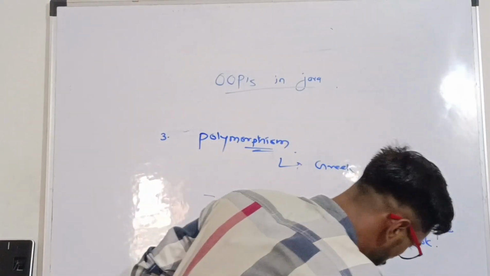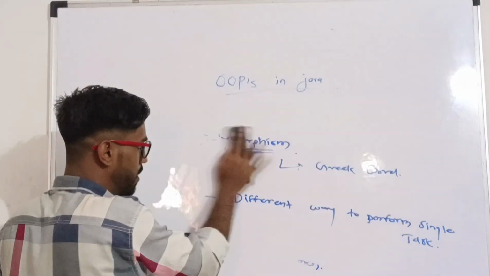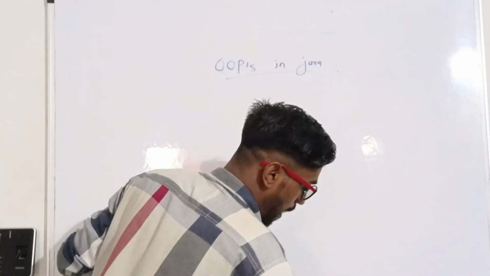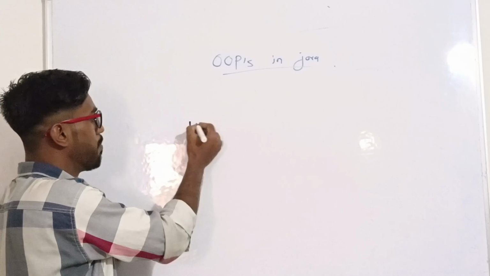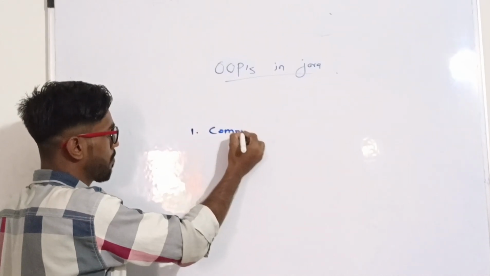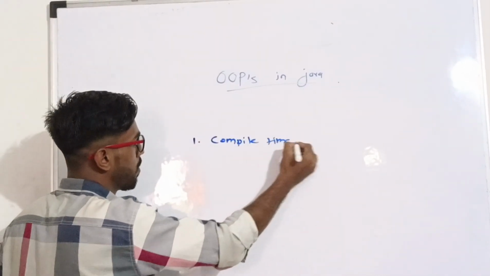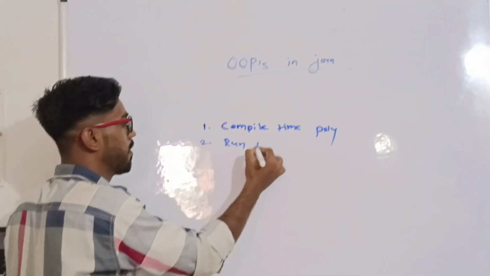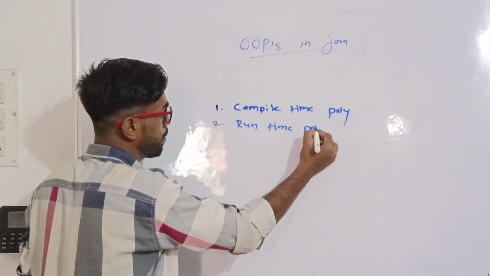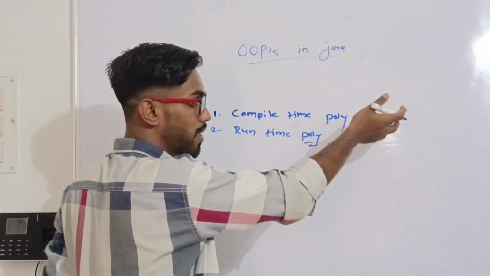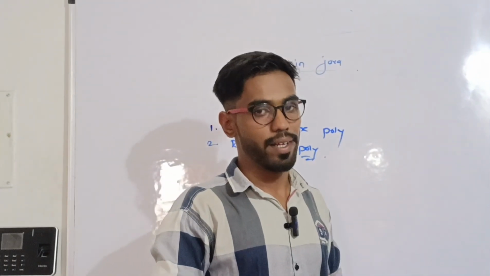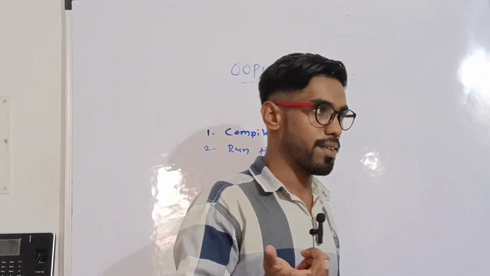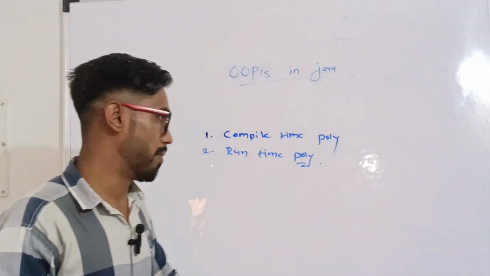In polymorphism there are different types. What are the types? Compile time polymorphism and second, run time polymorphism. There are other names as well: early binding, late binding, and dynamic binding. There are multiple names as well.